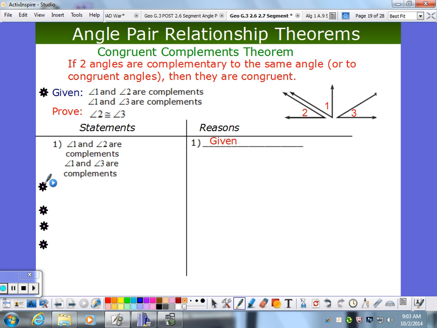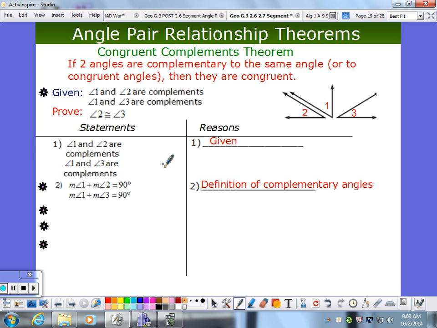So they're complements because they're given. That means they add up to 90 degrees because that's what complementary angles are, the definition of complementary angles. Now I can set them equal because they're both equal to 90. These two pieces are equal by transitivity, the transitive property of equality, because I'm working with the equal sign.